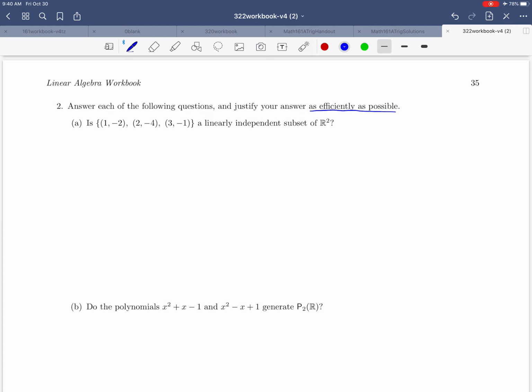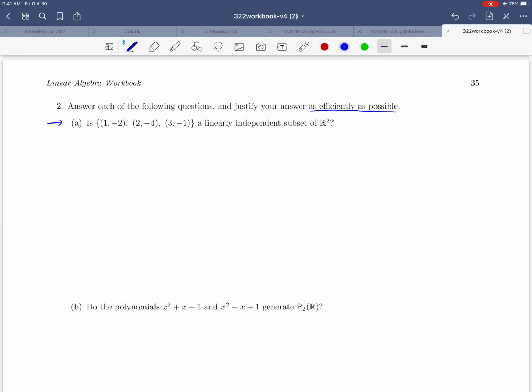That's going to mean thinking about some of the theorems that we've talked about, using the facts and seeing how we can put those together to arrive at an efficient solution. Take part A here, for example. They ask us the question, is the set {(1, -2), (2, -4), (3, -1)} a linearly independent set of R2? We could do this the long way by forming a matrix, taking those three vectors as our columns and going through the usual process to determine linear independence, but there's a shorter way.